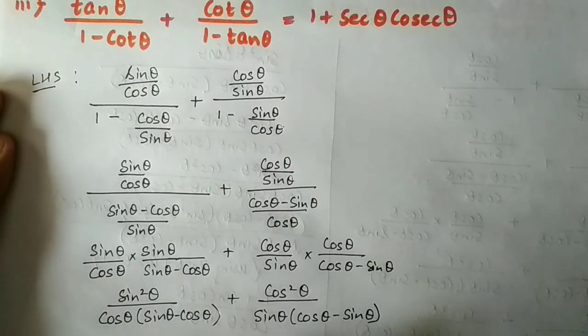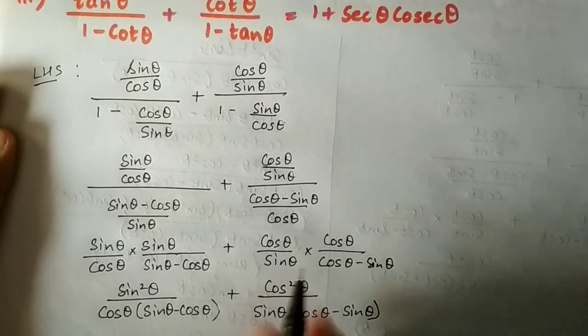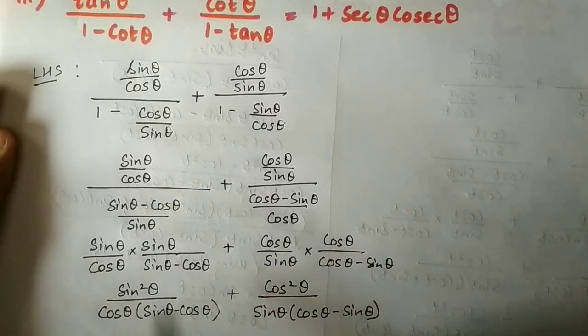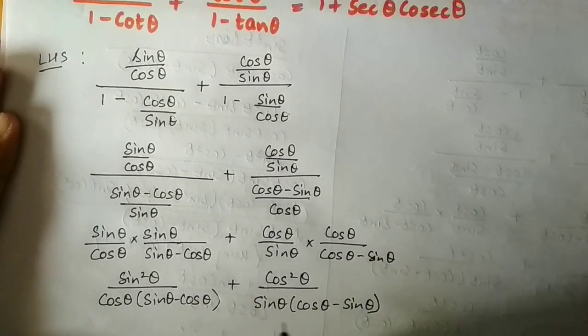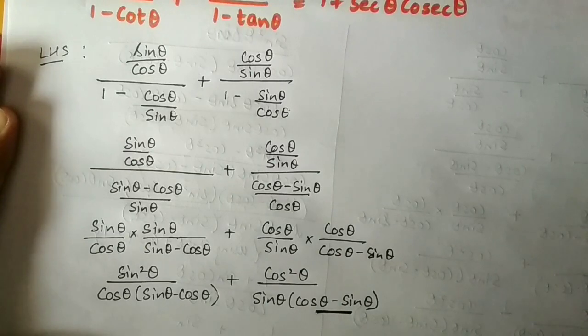Now we can't use any identity till now. What we have to do is we have to take LCM. If you take LCM of these two terms, then in denominator you will get cos theta into sine theta into cos theta minus sine theta minus cos theta into cos theta minus sine theta. That would be a very big term. So instead of doing that, you first of all take minus sign common from this term, and this term will become sine theta minus cos theta, and then it would be easy for you to take the LCM and solve.